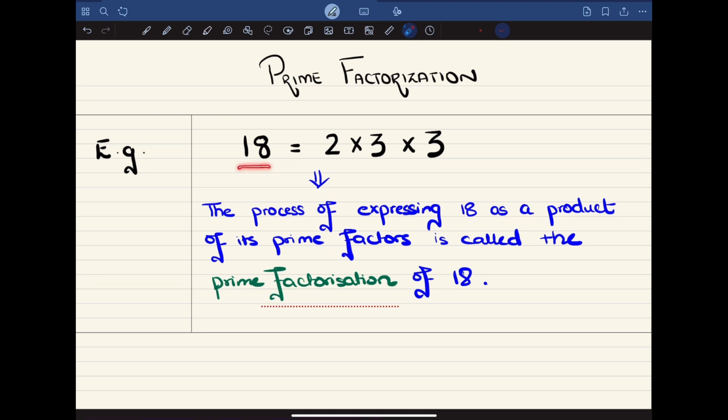18 is a very simple example. So 2 into 3 is 6, 6 into 3 is 18. So 2, 3, 3 are prime numbers, and we've expressed 18 as a product of its primes. Had I asked you to write this in index notation, it would have been 2 into 3 raised to the power 2. Same thing.